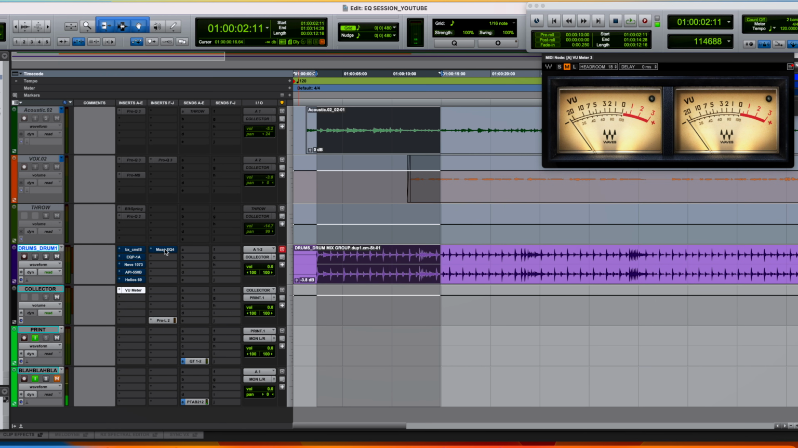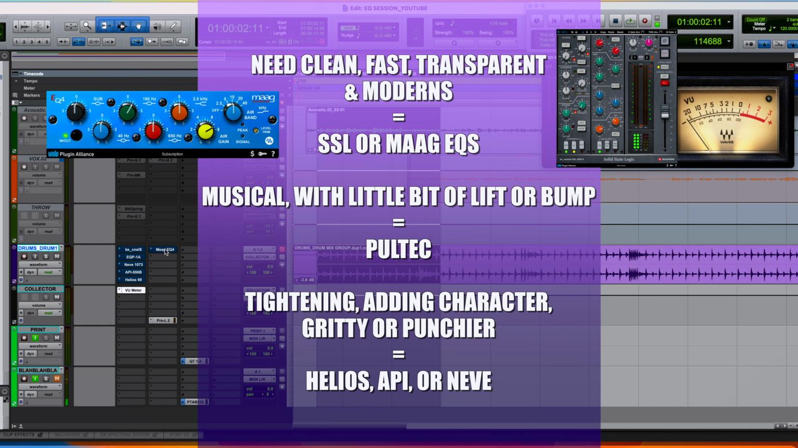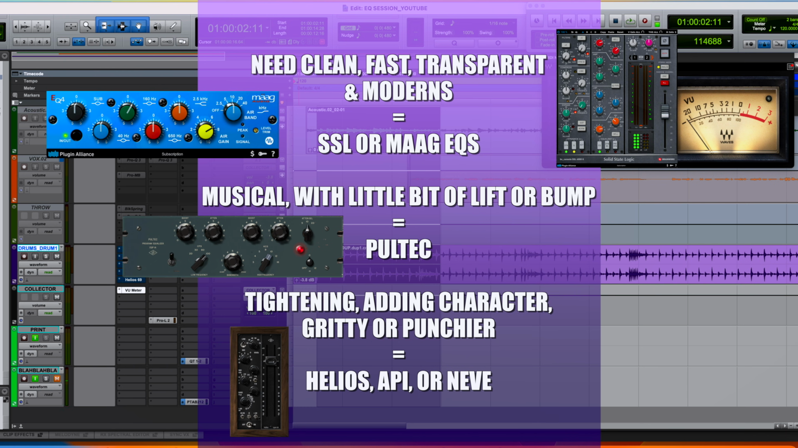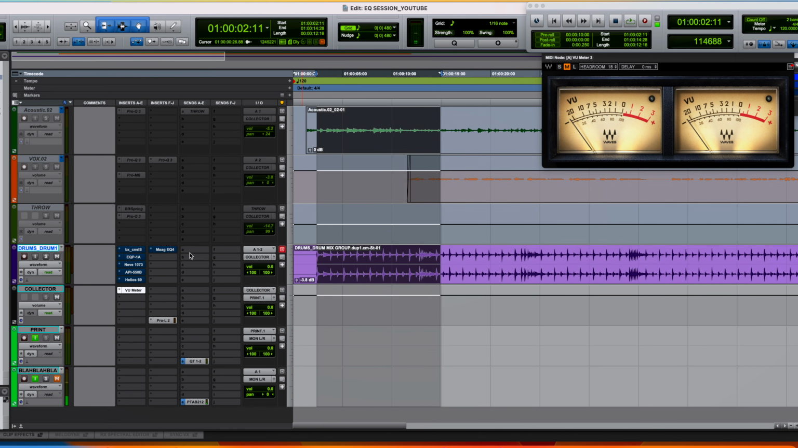If you're thinking, wow, I just need something very clean, fast, transparent, and modern, you think SSL or Maag. If you're looking for something that's just going to keep things feeling musical, but give you a little bit of a lift or a bump here or there, you're thinking maybe the Pultec. If you're looking for things to tighten up and add a little bit of character that you can push into and make things feel a little more gritty or punchier, you're thinking about the Helios, the API, or the Neve. So we're going to close out by rifling through our party people one more time.